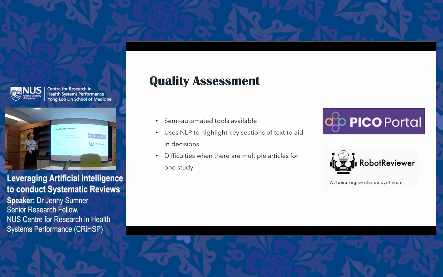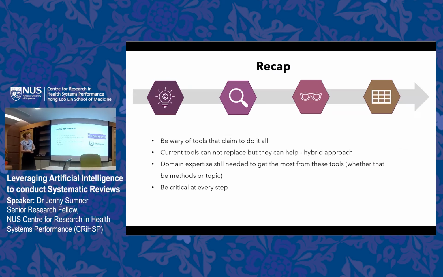Aside from LLMs, thinking about those tools, those software that I keep referencing back to, they do have some semi-automation features built into them. So a lot of them will use NLP to help highlight key sections of text within your article, and that can help a little bit in your decisions on the quality assessment. You don't have to read the entire article. It will flag up the sections it thinks are important for you to make that quality assessment. One issue the tools do tend to face is when there are multiple articles for one study. So that is one limitation with them, but there are some features in these software tools to help with quality assessment.